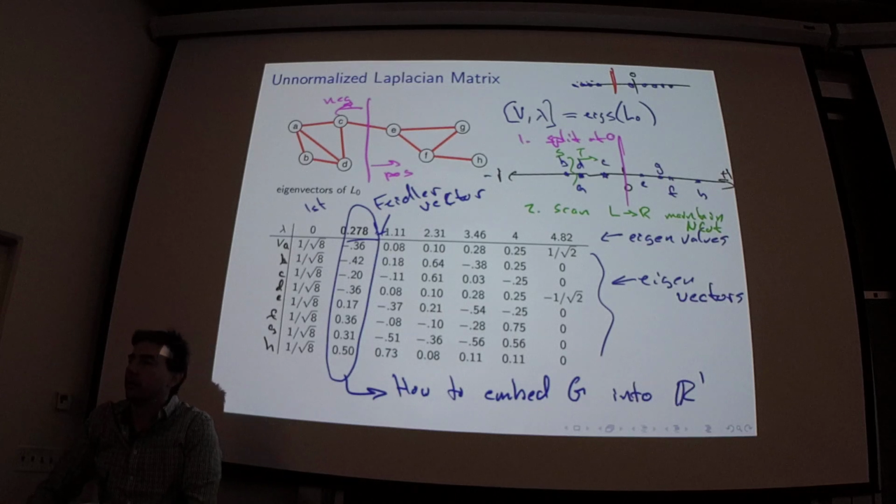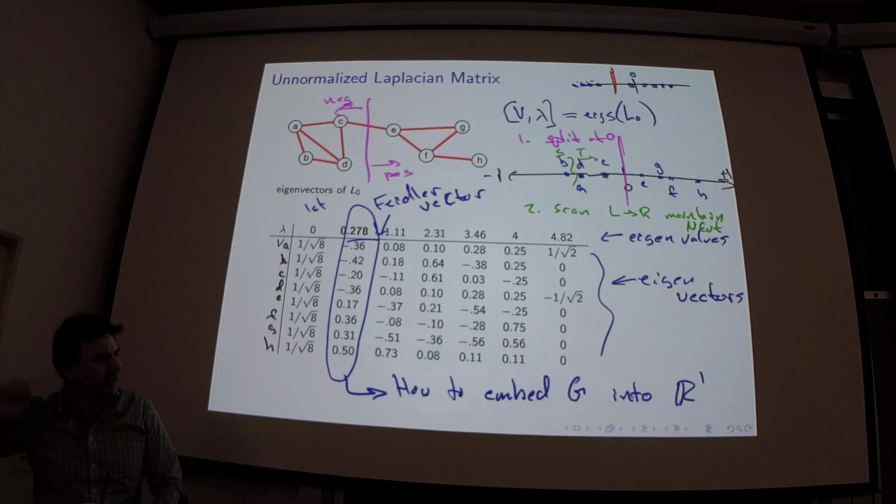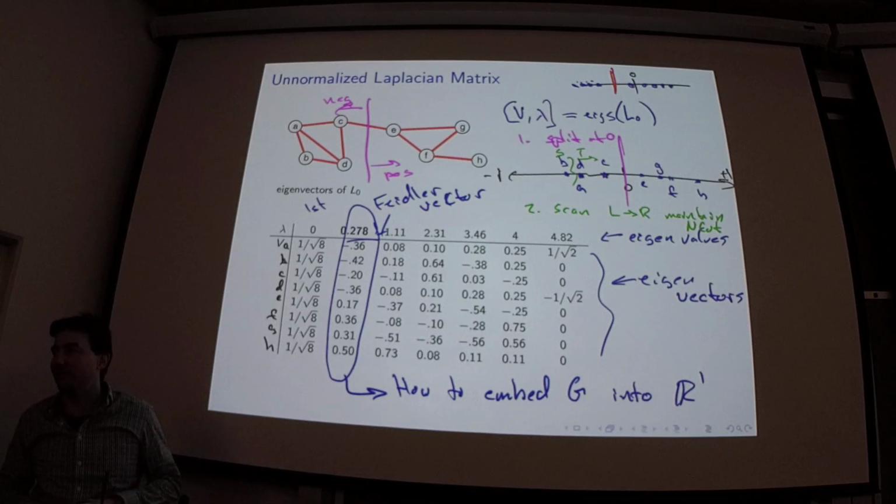Yeah? Could you just find the mean of the Fiedler values and then use that? Yeah, so I think this is not always going to be the case that the mean is 0. But it's often going to be the case it's pretty close to 0.